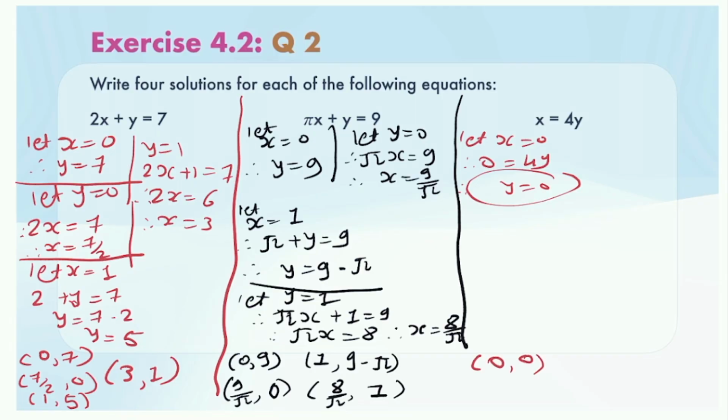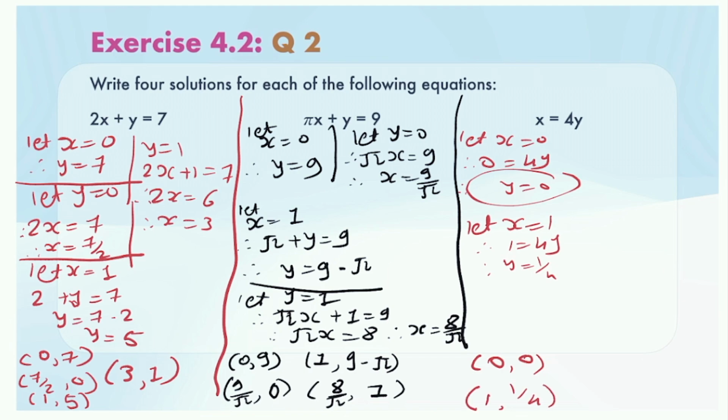Now I cannot take x equal to 0 again, right? Because it is already covered in this solution. So I have to take x equal to 1. If I let x equal to 1, what will be y? So 1 equal to 4y. So y will be 1 by 4. So my second solution is x equal to 1, y will be 1 divided by 4.